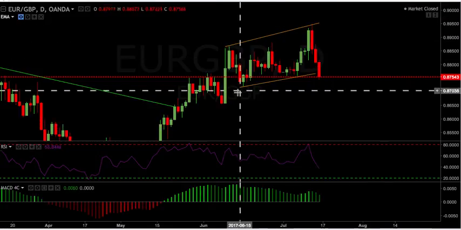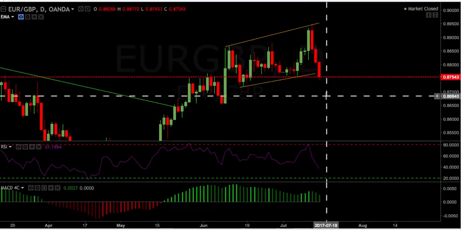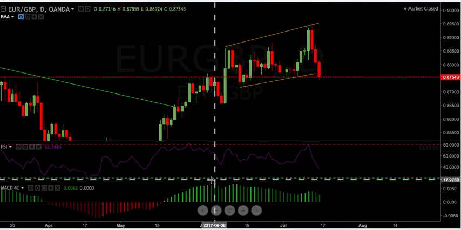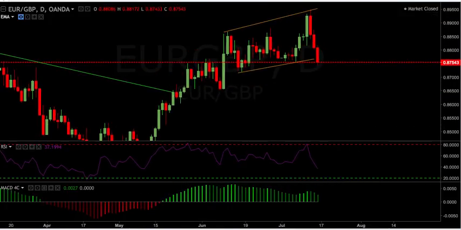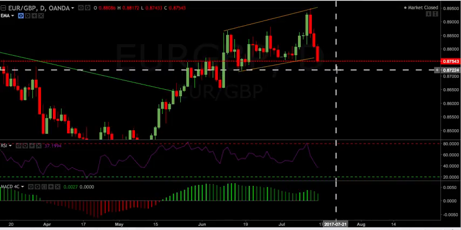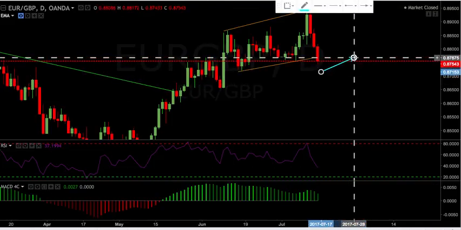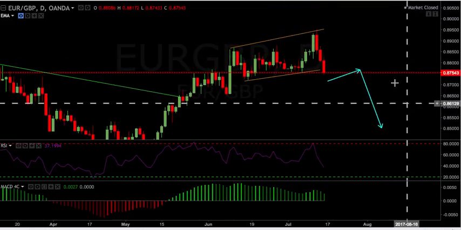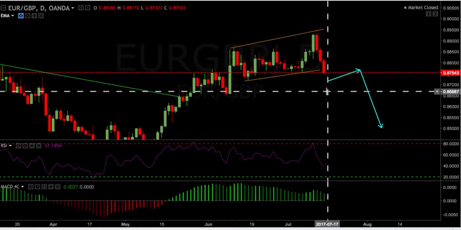So here are euros. We have an ascending channel setting up, and the price has already broken. We still have a little bit more room left on the RSI. We have MACD divergence. So what I'll be looking for this week is for price to form some type of continuation pattern here, a flag or something, and continue bearish. So if you missed the bounce here, just wait for a continuation pattern and then get in there. Let's look at the 4 hour.